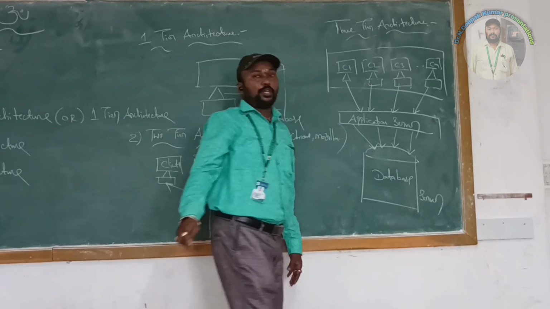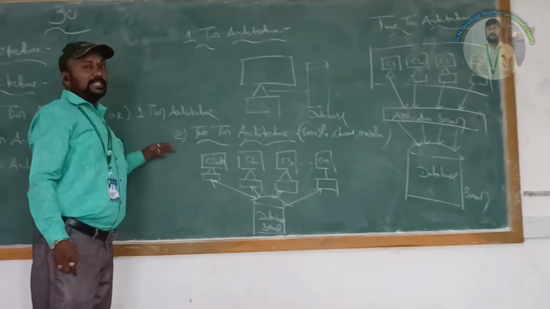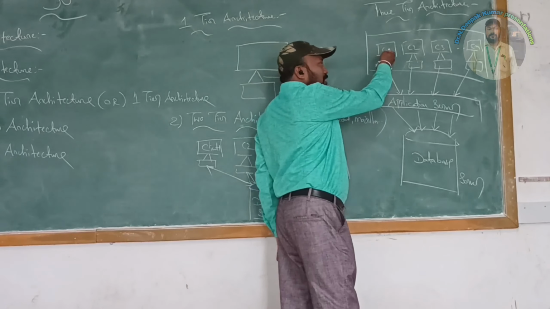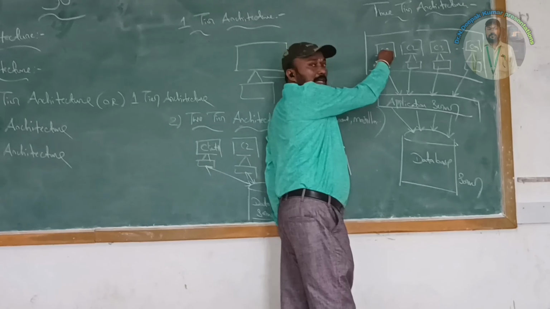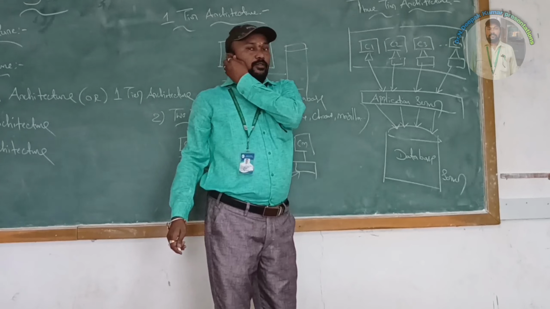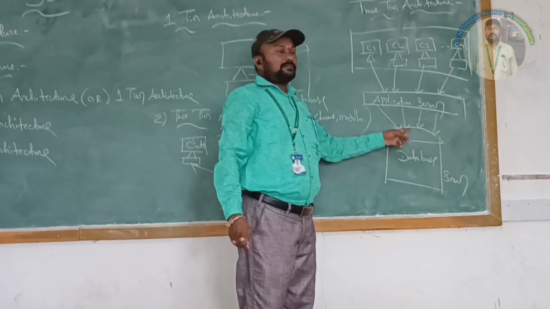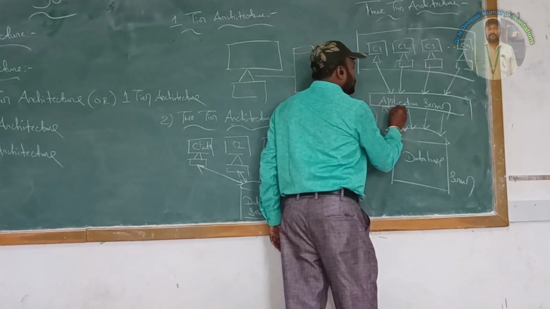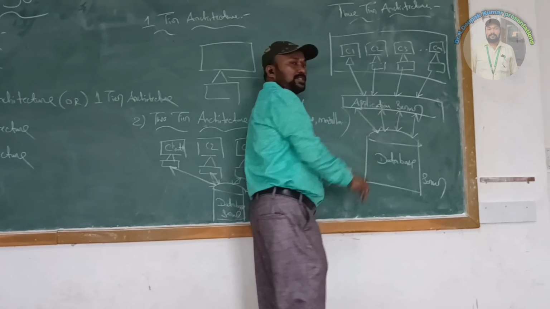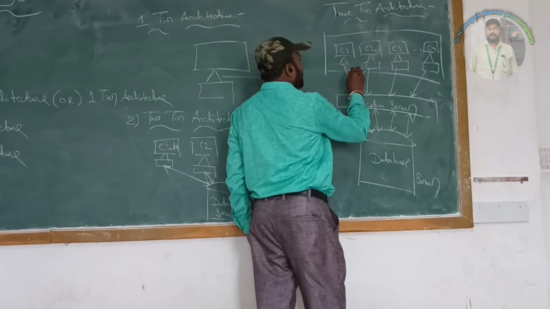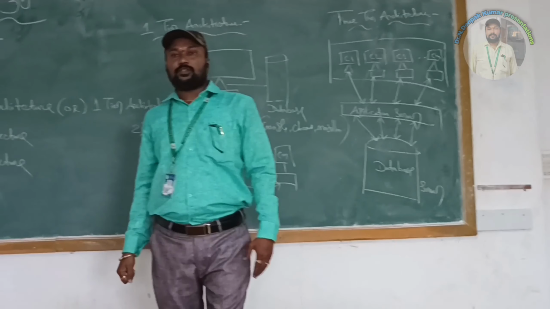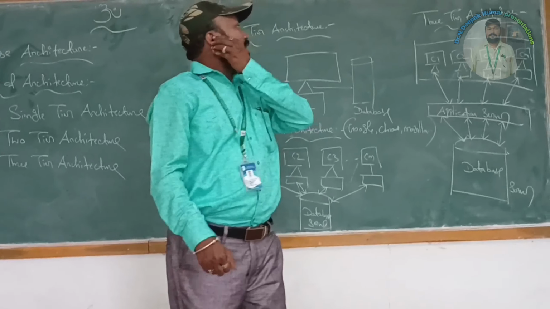Compared with two-tier architecture, it provides more security. So the comparison is that three-tier architecture provides more security. The clients do not directly communicate with the database; they communicate with the application server. The database server is responsible to the application server, then the application server responds to the clients, without hacking, without disturbance. So it provides more security in the three-tier architecture.